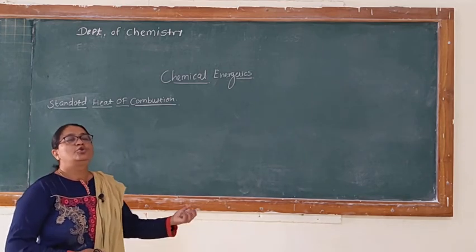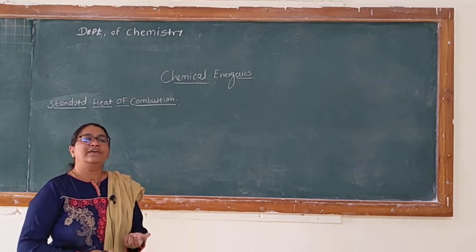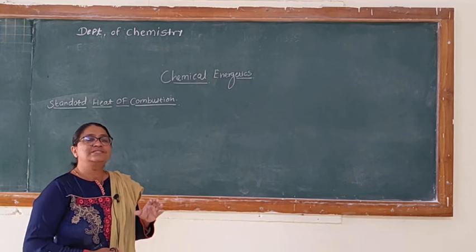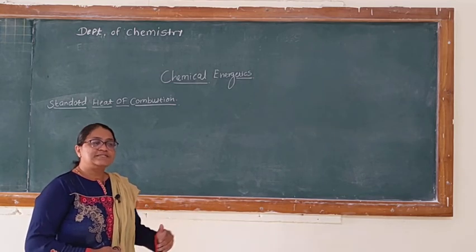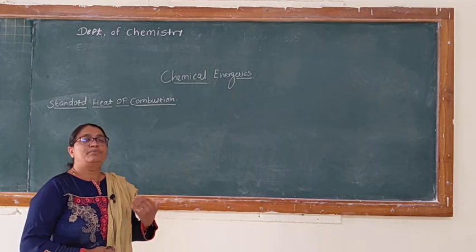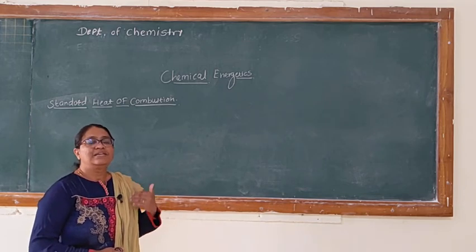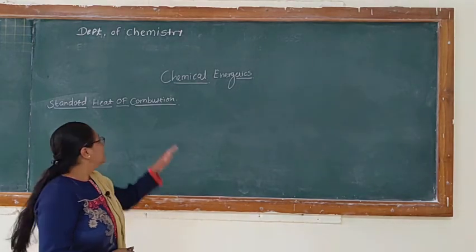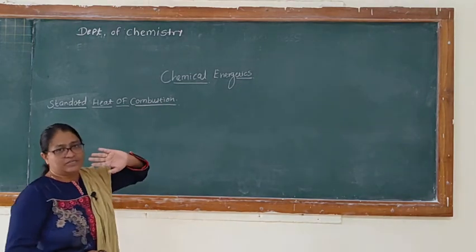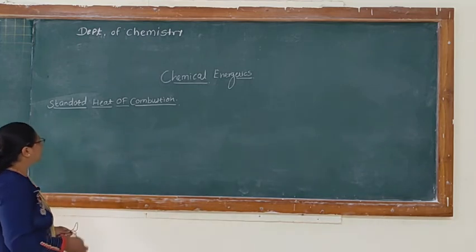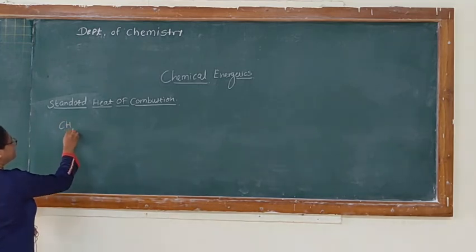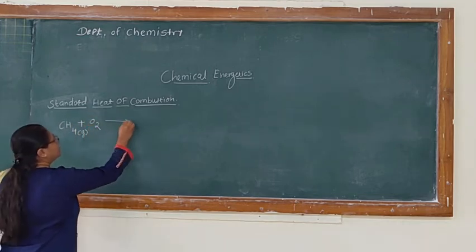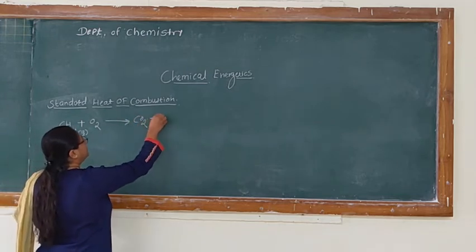That means at 298.15 Kelvin temperature and a pressure of 1 atmosphere, when 1 mole of any substance is burnt completely into the product, the amount of heat which is evolved or absorbed is called the standard heat of combustion. And we can take one example. The combustion of methane, which gives carbon dioxide and water.